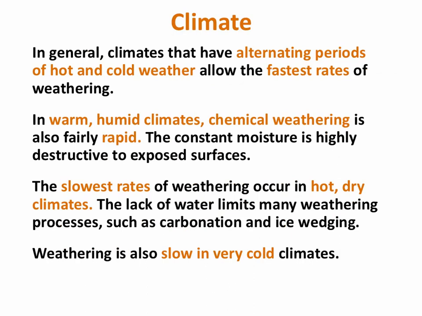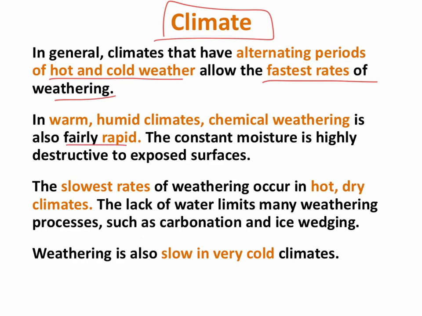In general, climates that have alternating periods of hot and cold weather allow for faster rates of weathering. This is where climate comes into play. Like our weather, where we go from winter to spring to summer to fall, we're in a really temperate climate that changes all the time. This changing back and forth increases weathering. In warm, humid climates like a rainforest, chemical weathering is also fairly rapid. The constant moisture is highly destructive to exposed surfaces. If you're getting rain all the time, you're getting more water on the rocks. It's going to increase that chemical weathering we talked about, that carbonic acid breaking down the rock.